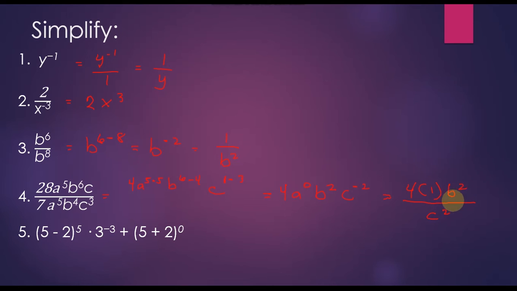Then for the final answer, we're going to have 4b squared all over c squared. So this is your answer for number 4.